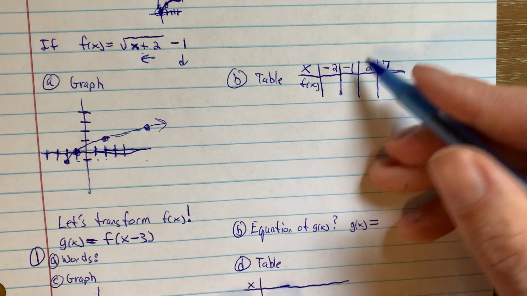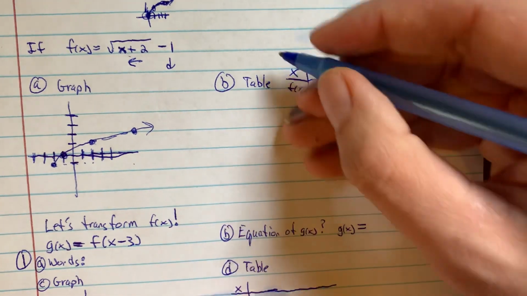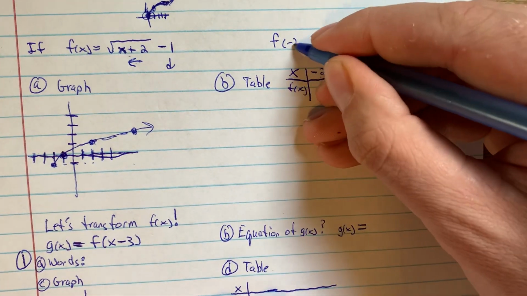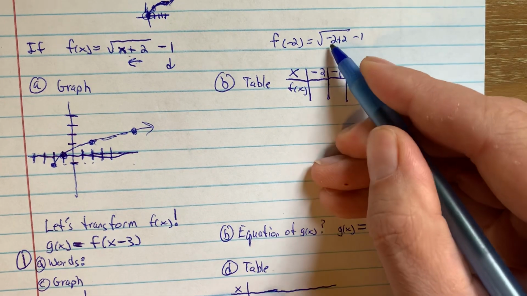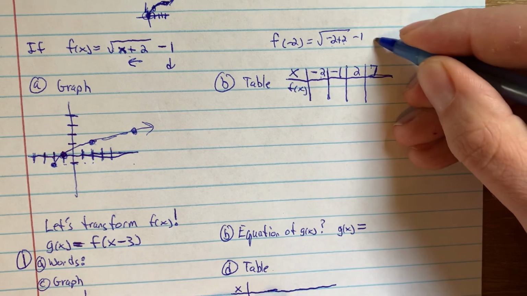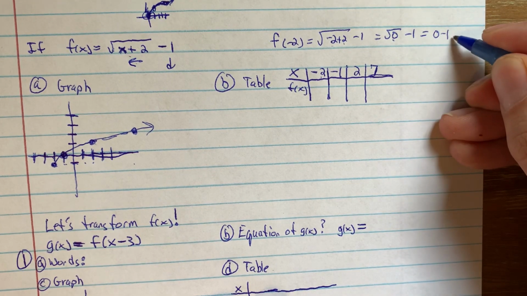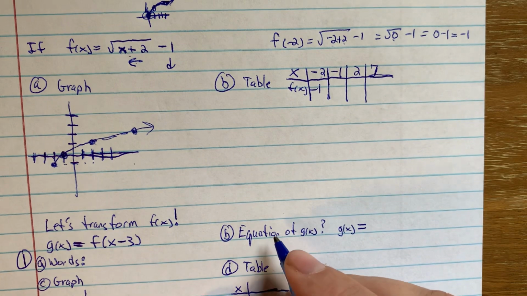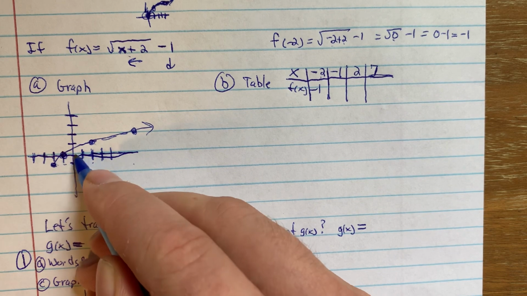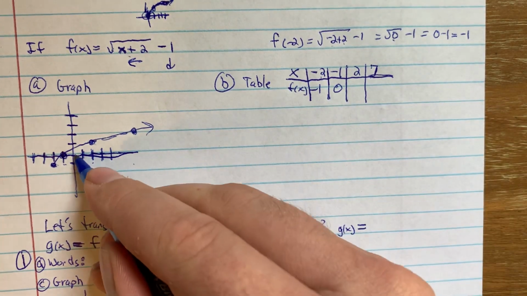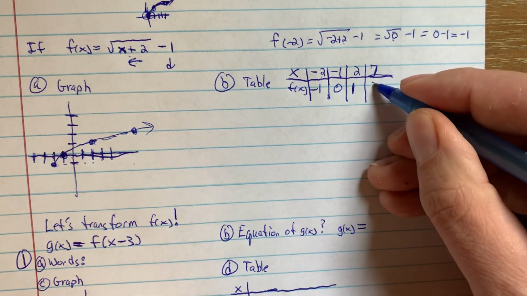And how about the table? What are the y values when x is negative 2, negative 1, 2, and 7? Of course we could find f of negative 2 by plugging in: the square root of negative 2 plus 2, minus 1. Negative 2 plus 2 is 0, so we do the square root of 0 minus 1. The square root of 0 is 0, so it's 0 minus 1, which is negative 1. Or, another way we could do it is just look at the graph. When x is negative 2, the y value is negative 1. When x is negative 1, the y value is 0. When x is 2, the y value is 1. When x is 7, the y value is 2.